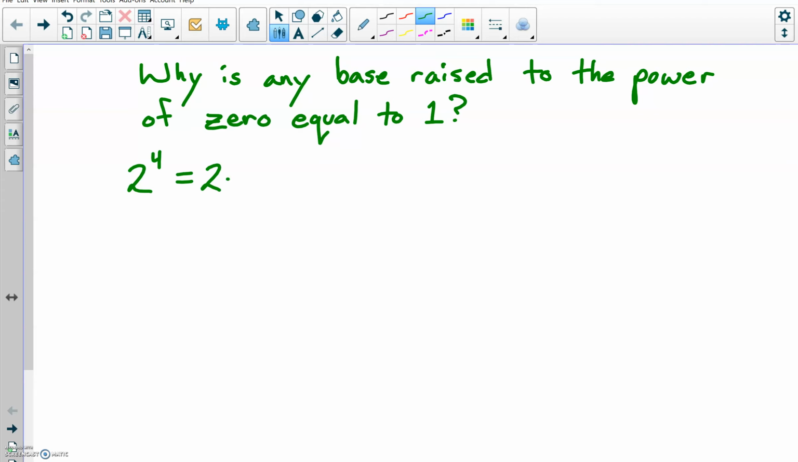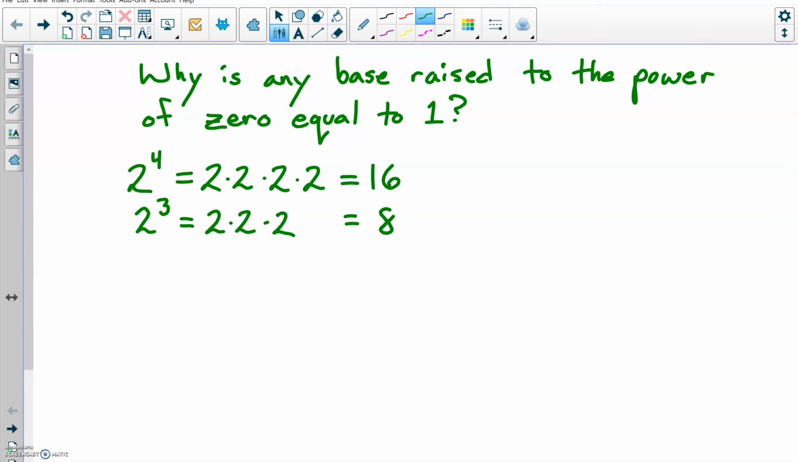And then we'll have 2 to the 4th is really 4 2's multiplied together. That's what 2 to the 4th means. But if you multiply those 4 2's together, you will get 16. And then we're going to drop the power by 1. So I'm going to take 1 away from the power, go from the power of 4 to the power of 3. And what happens here is now we're just going to have 3 2's multiplied together. And when you multiply those 3 2's together, you get 8.